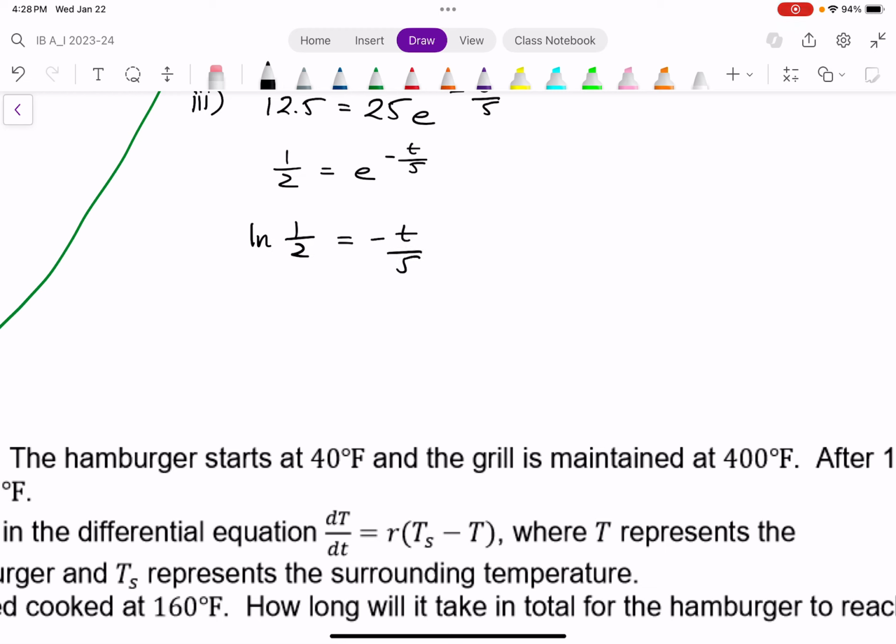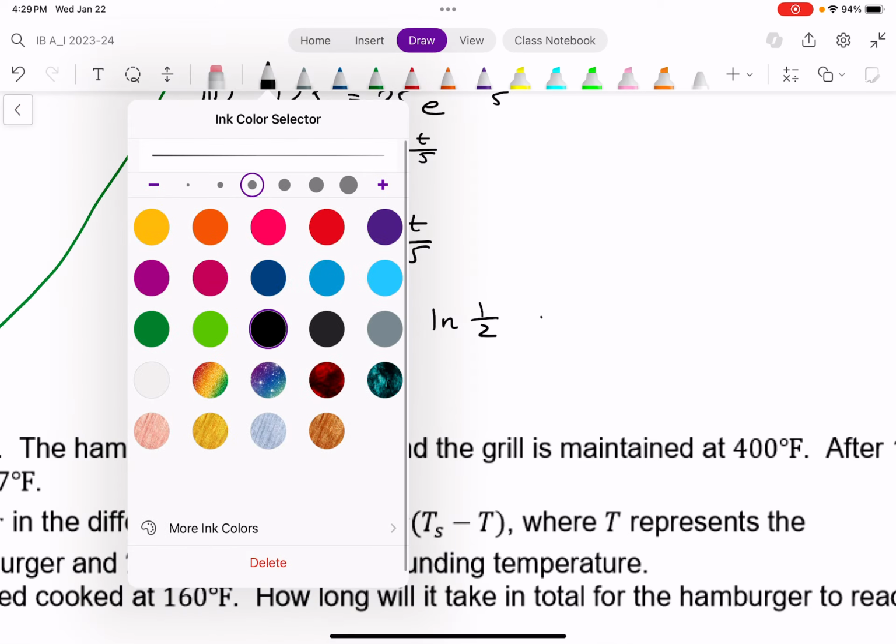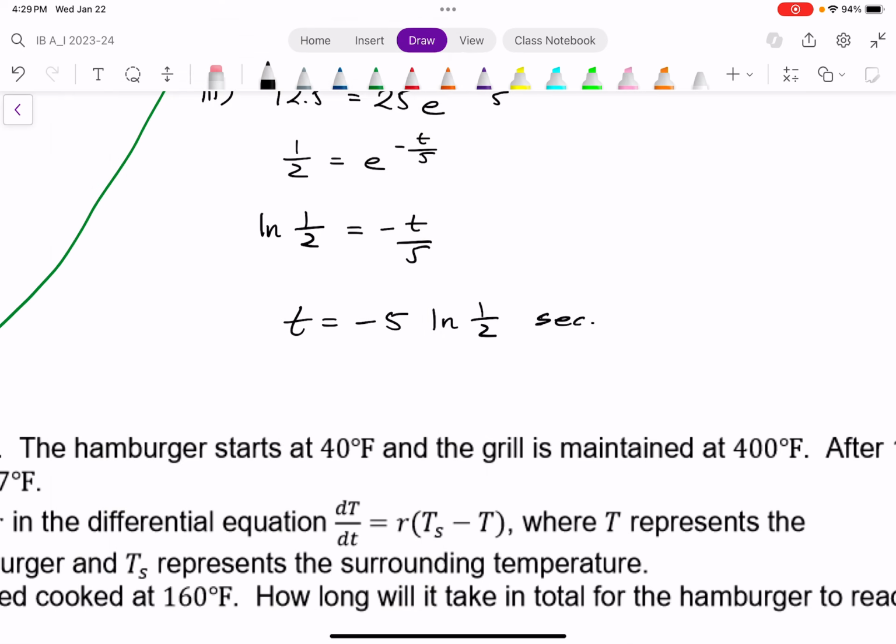Now to solve for t, multiply both sides by 5, or negative 5 actually, or divide by negative 1, however you look at it. Our exact value is t equals -5 times the ln of 1/2, and that's in seconds. Or we could approximate it, and we should get about 3.47 seconds.